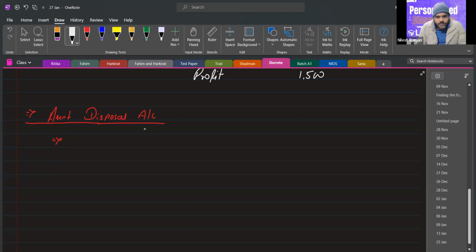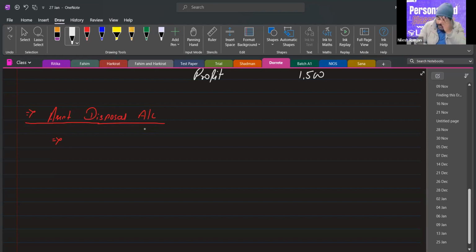You create an account to calculate profit or loss. How we will prepare the account, we will discuss that later. But I'm just explaining the concept of asset disposal account, why it is prepared, the reason. So, to calculate profit or loss on sale of asset.